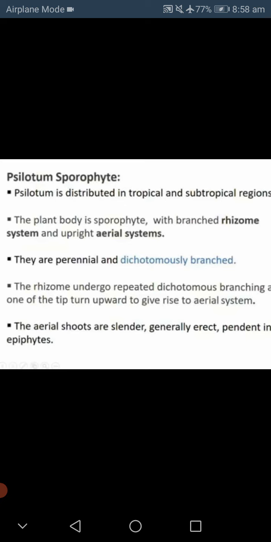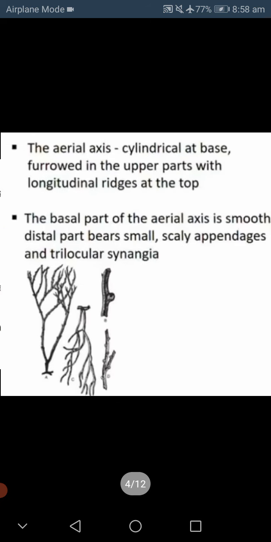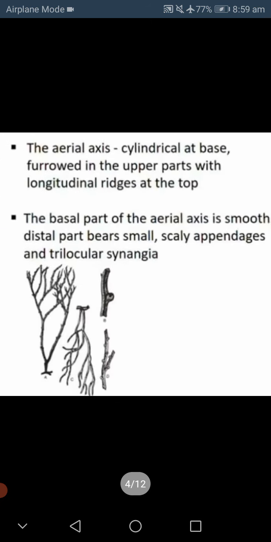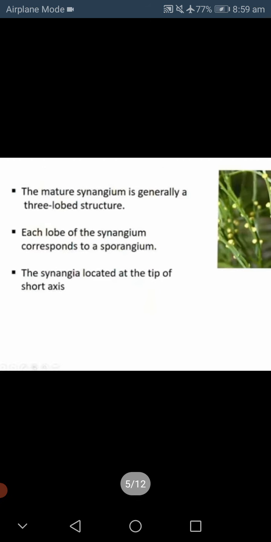The aerial shoots are slender, generally erect, and pendant in epiphytes. The aerial axis is cylindrical at the base, and furrowed in the upper parts with longitudinal ridges at the top. The basal part of the aerial axis is smooth, and the distal parts bear small scaly appendages and trilocular synangia. The mature synangium is generally a trilobed structure.